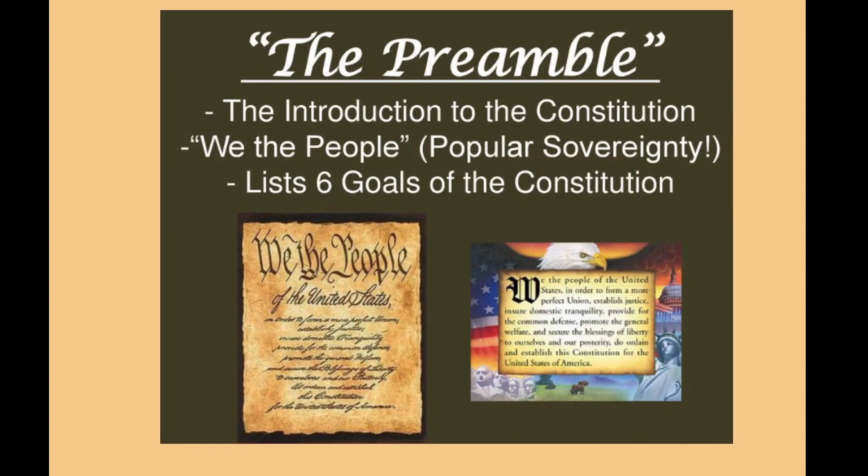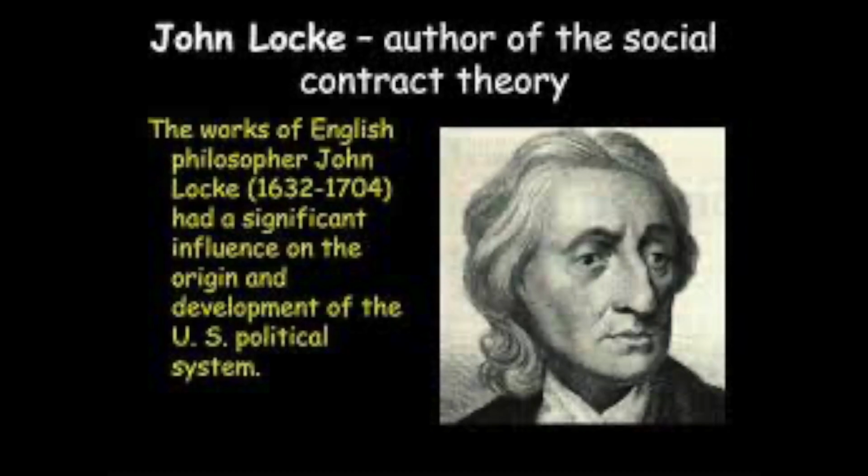So let's first talk about the preamble. The preamble is the short opening paragraph. It's the introduction of the Constitution. It begins with "We the people." It outlines popular sovereignty. So "We the people" states that the people give the government the consent to govern. Think of John Locke and the social contract theory. Remember, the framers were very influenced by him and Enlightenment thinkers.